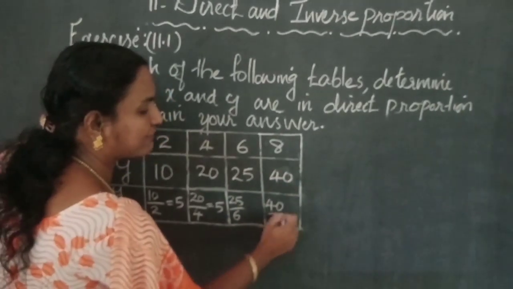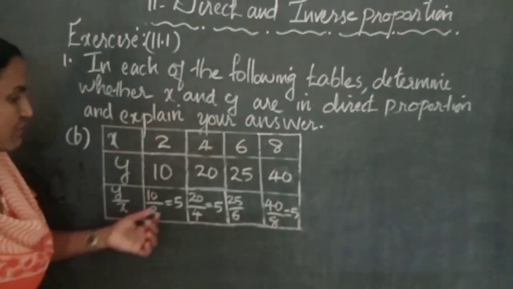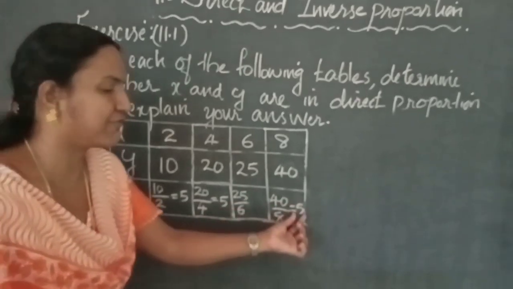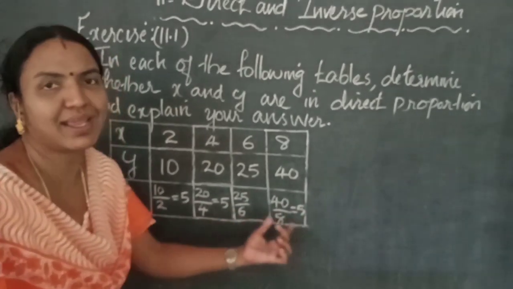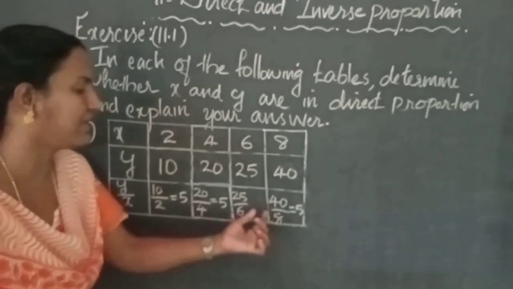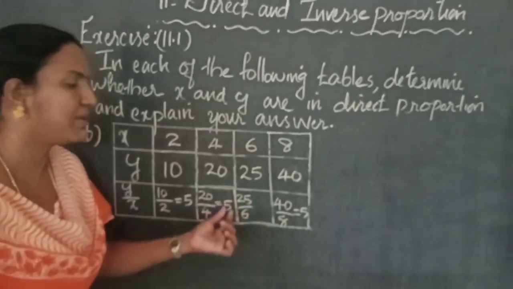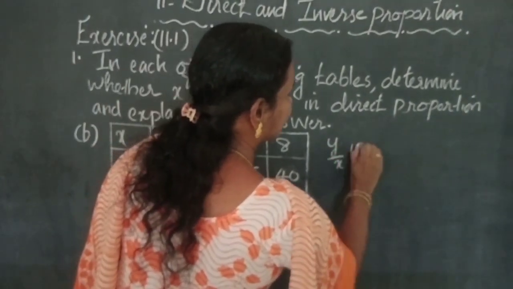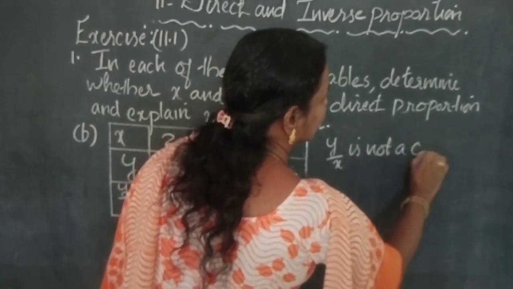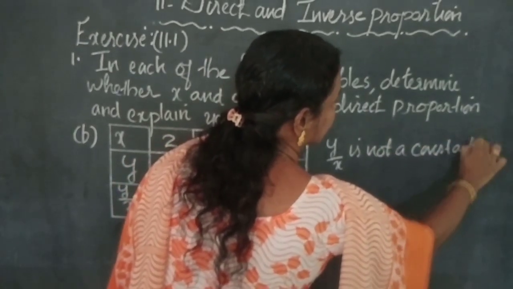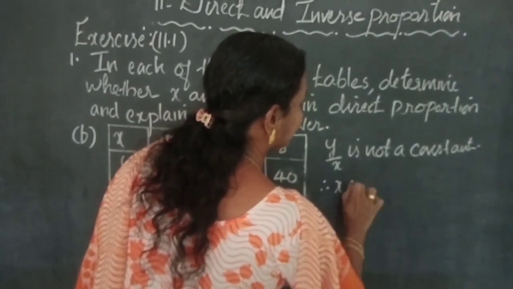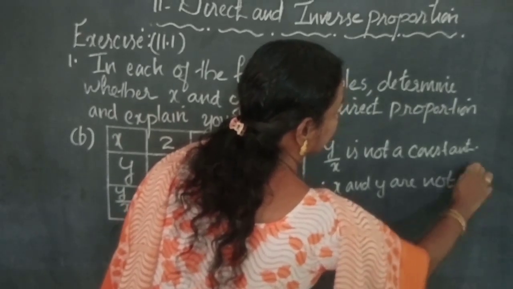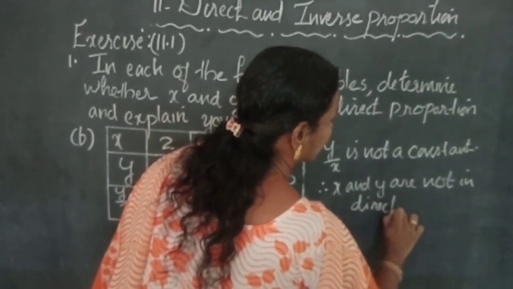We can cancel 8 and 40, 5. So y by x is 5, here 5, here 25 by 6 and here 5. So y by x is not a constant. Three values are 5, one value is 25 by 6. So y by x is not a constant. The answer is y by x is not a constant. Therefore x and y are not in direct proportion.